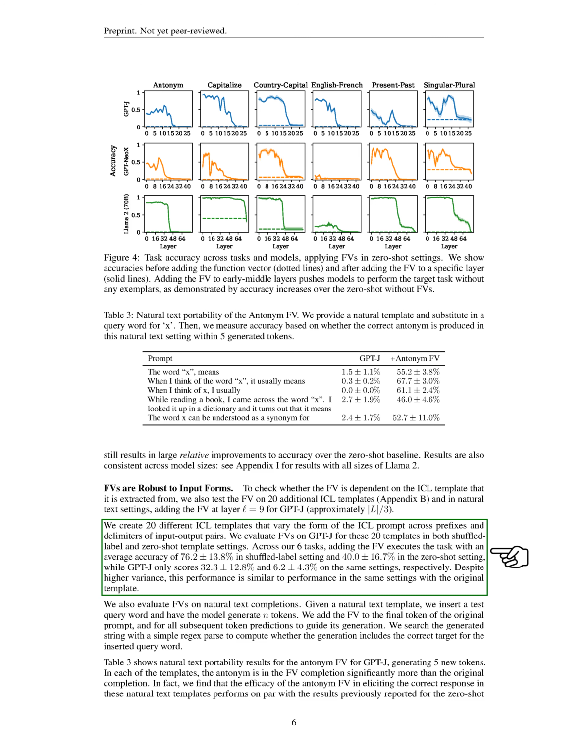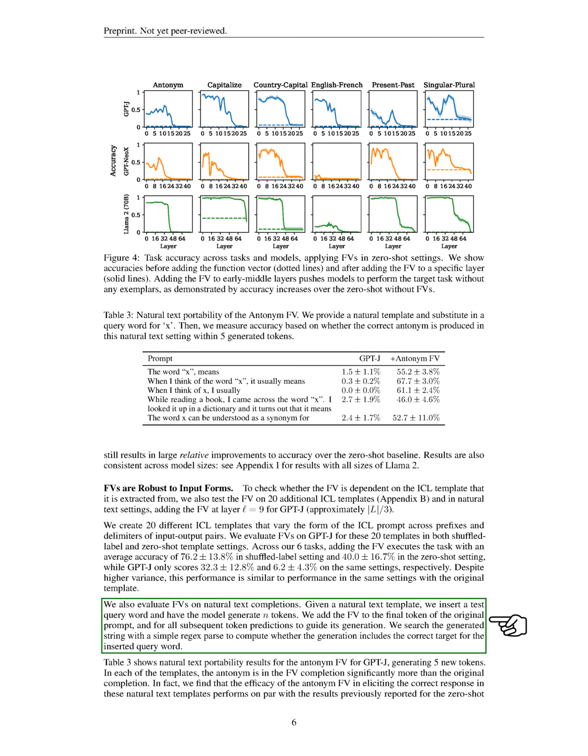Across our 6 tasks, adding the function vector executes the task with an average accuracy of 76.2% in the shuffled label setting and 40.0% in the zero-shot setting, while GPT-J only scores 32.3% and 6.2% on the same settings, respectively. Despite higher variance, this performance is similar to performance in the same settings with the original template. We also evaluated function vectors on natural text completions.